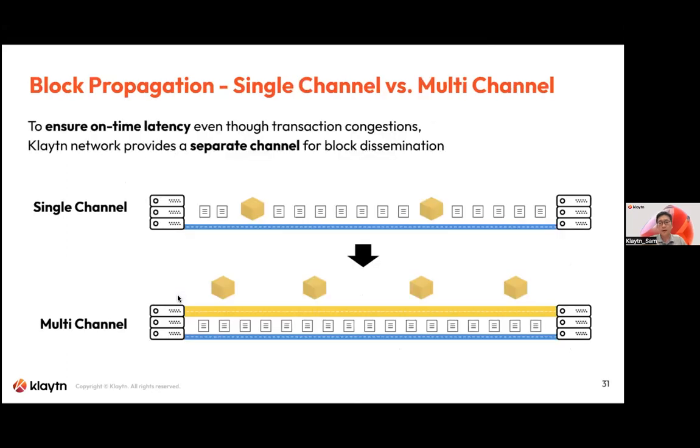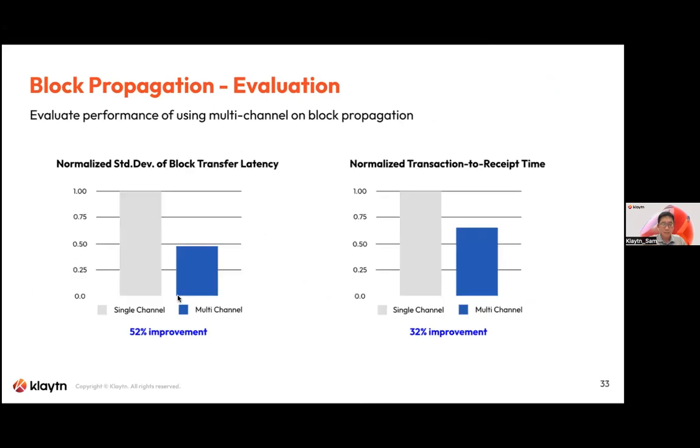One of the ways was that we used separate network channels to propagate blocks and transactions separately. With these separate network channels, the propagation times are improved, and the stability is also greatly improved. These are the results of that idea of using multiple channels for block propagation. We have a huge improvement on the block transfer and also the latency time and so on.